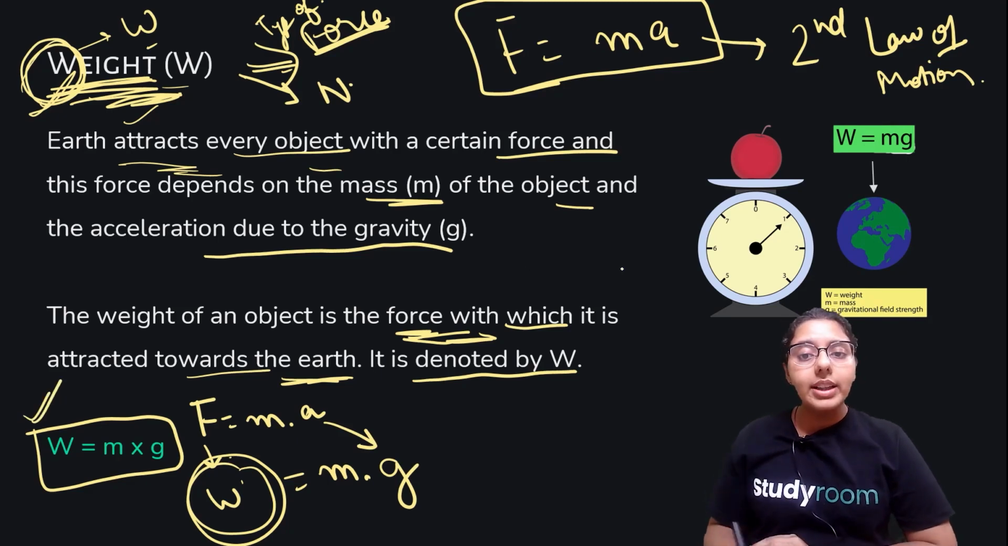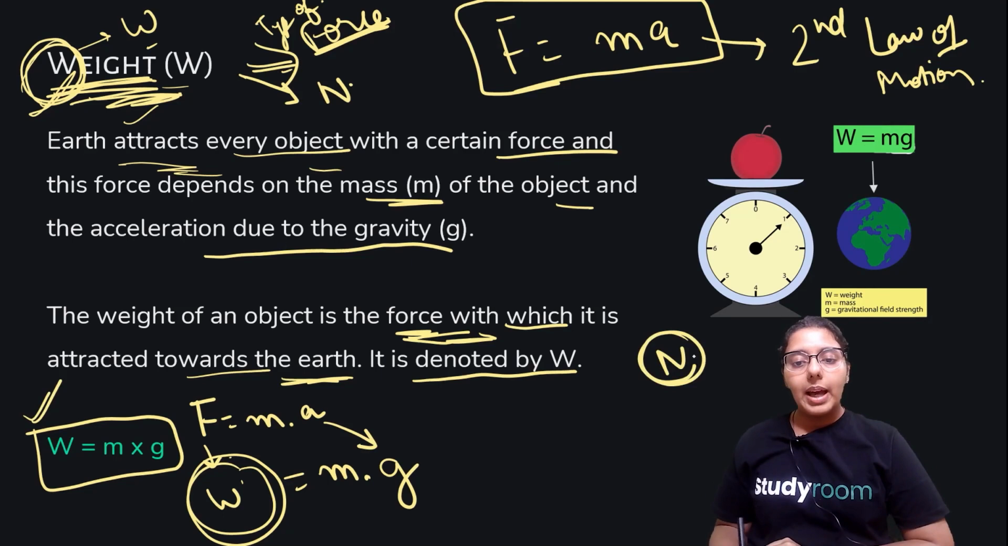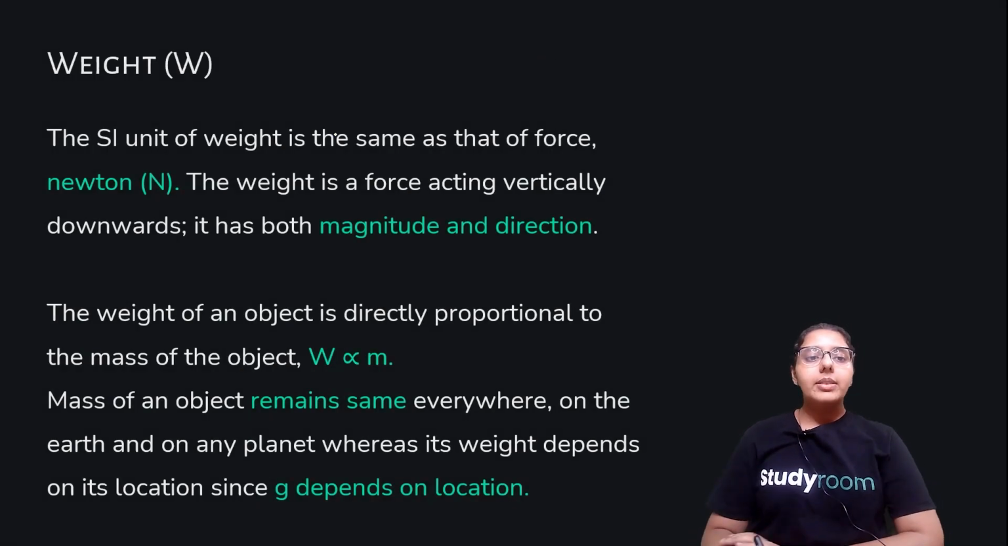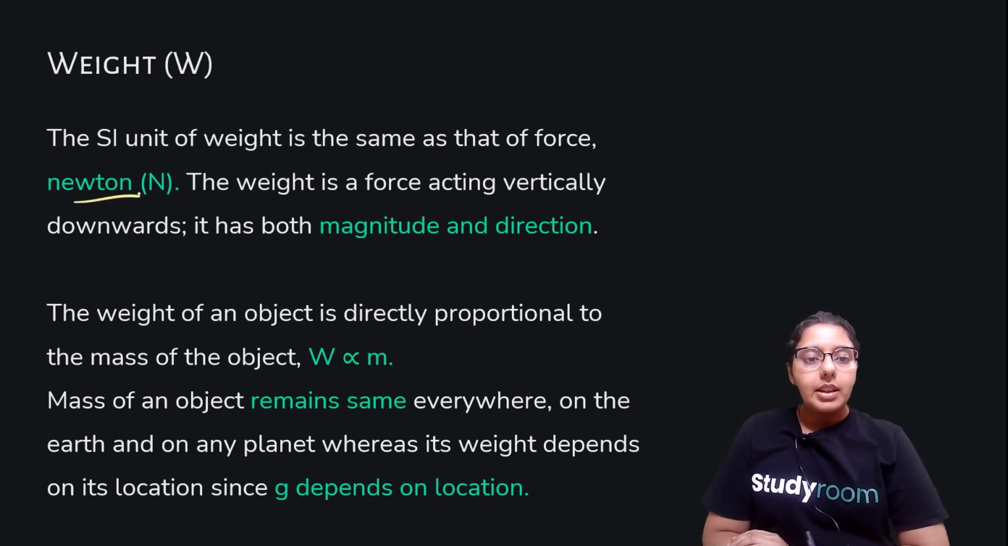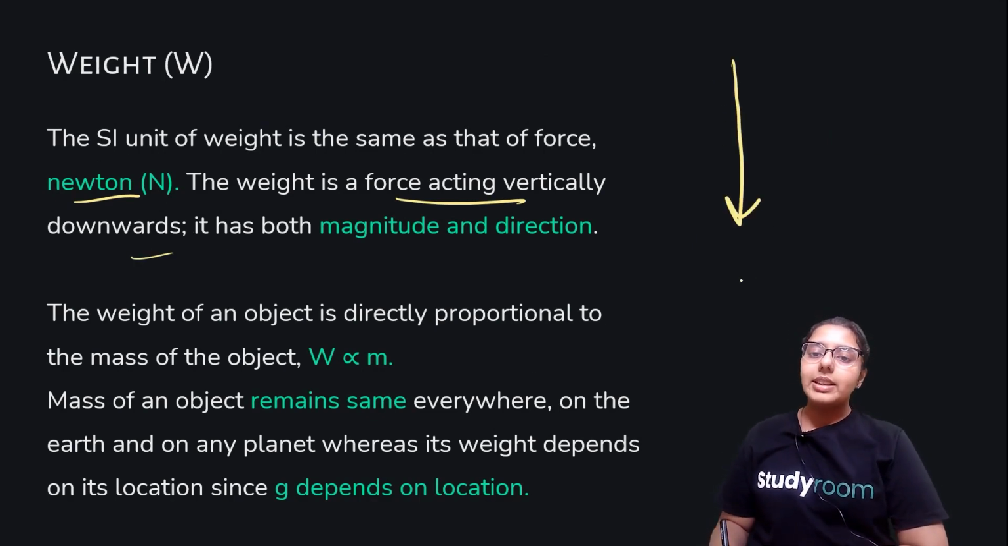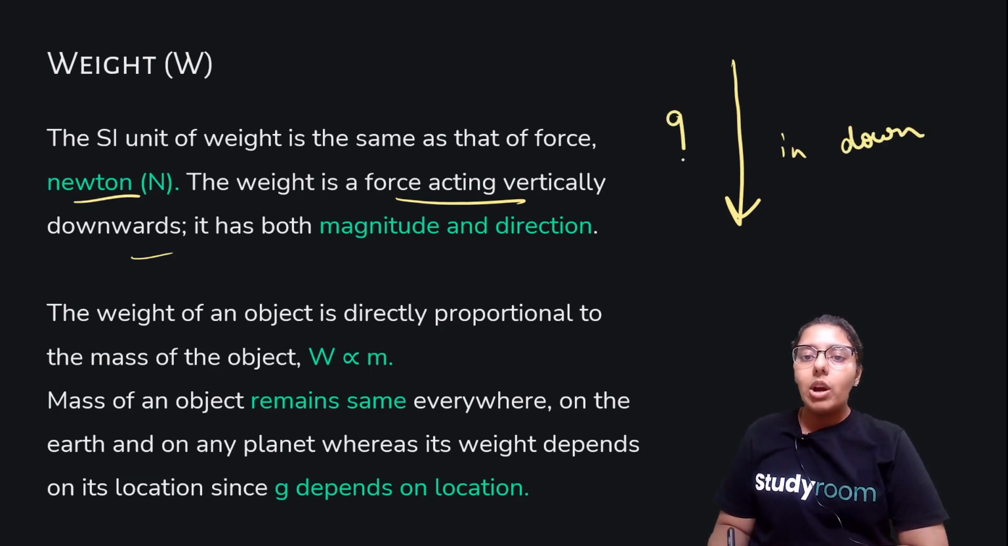And what is its unit? Newtons, because it is a type of force. So the SI unit of weight is the same as that of force, Newton. The weight is a force acting vertically downwards. We know that gravity always pulls objects in the downward direction. Gravity always acts in the downward direction.